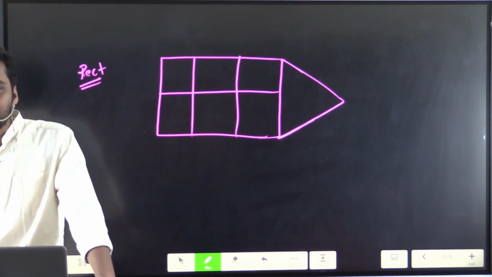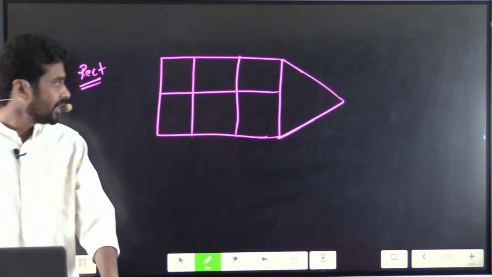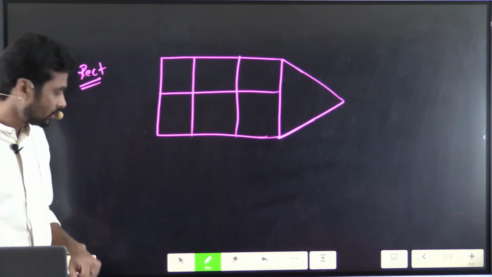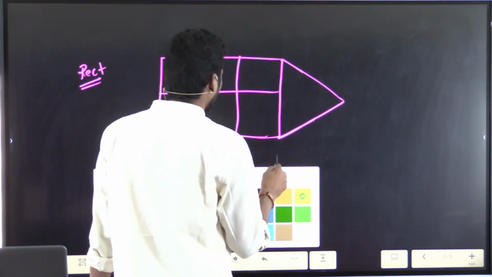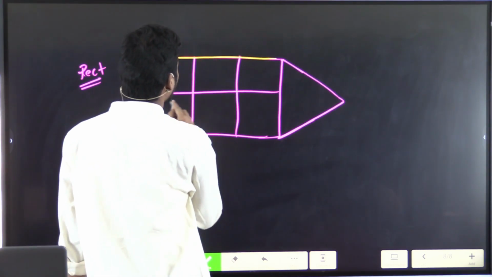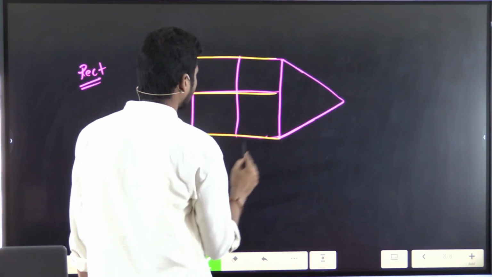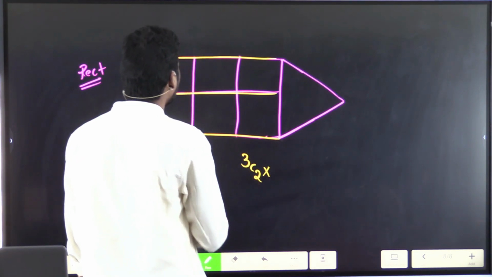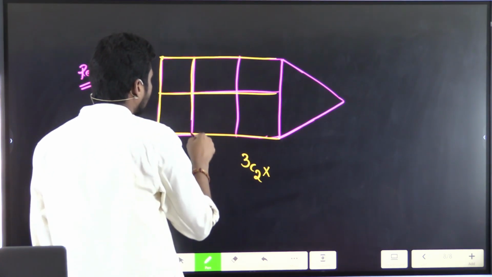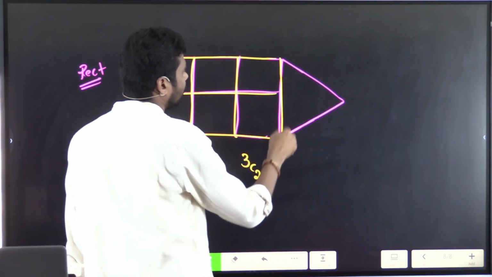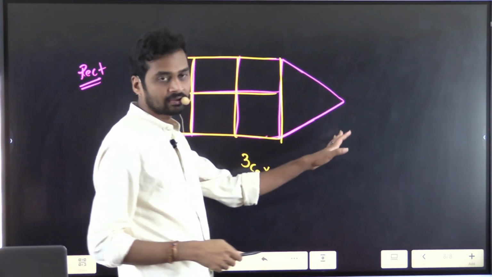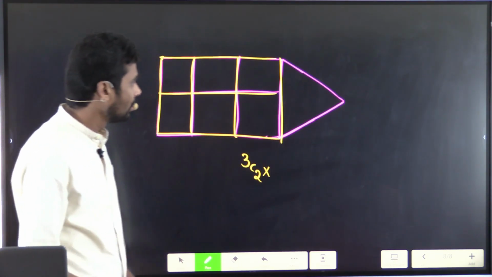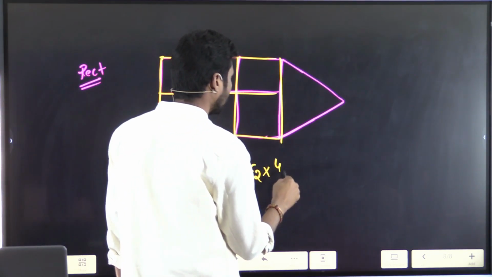The shape can be given anything, so we take only horizontal lines and vertical lines. What horizontal lines do we take? These 3 horizontal lines, 1, 2 and 3. So we have 3 C2. And similarly, how many vertical lines do we have? The vertical lines 1, 2, 3, 4. We don't consider this figure because it does not have any straight lines. So we have 4 C2.